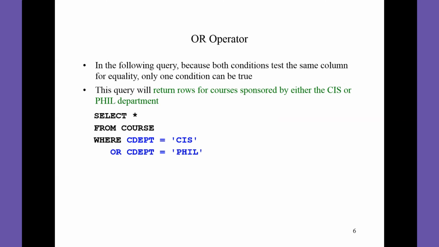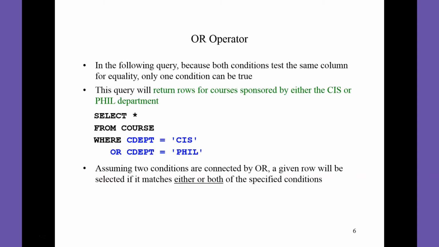Our next query returns rows for courses that are sponsored by either the CIS department or the philosophy department. We have two separate conditions. C department could be equal to CIS. C department could be equal to philosophy. We connect these conditions using the OR keyword. Note, just like AND, it is placed between the two selection conditions.